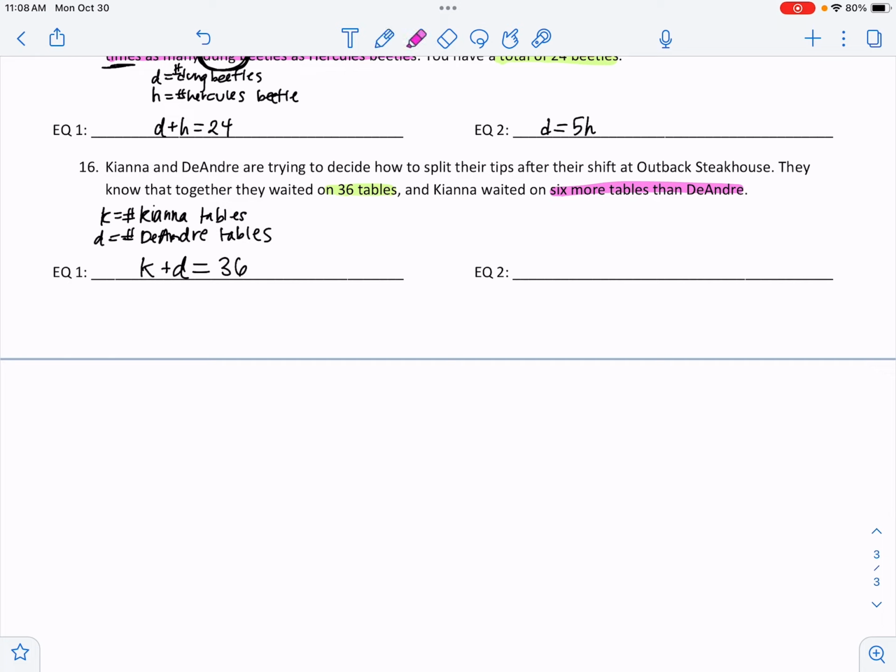Okay, and then this next one, you have to be very careful. It says Kiana waited, so I'm going to have K equals 6 more tables than DeAndre. It doesn't say 6 times as many tables. A lot of people put 6D here, but if you told me you had $10 and I told you I had 6 more dollars, you would tell me I had 16. You wouldn't tell me 6D. It's 6 more, so 6 plus DeAndre's tables. So I'm going to do D plus 6, not 6D.